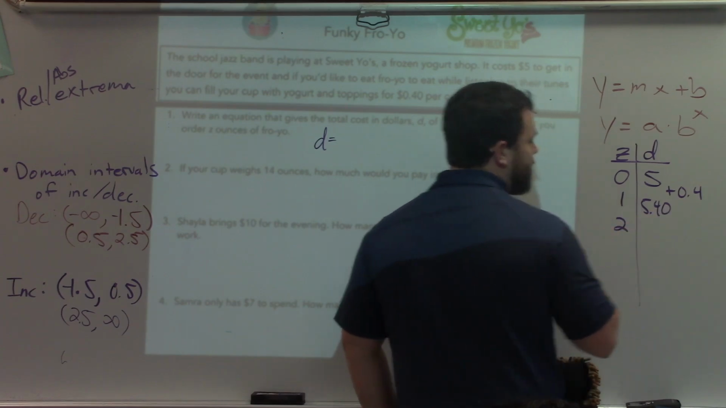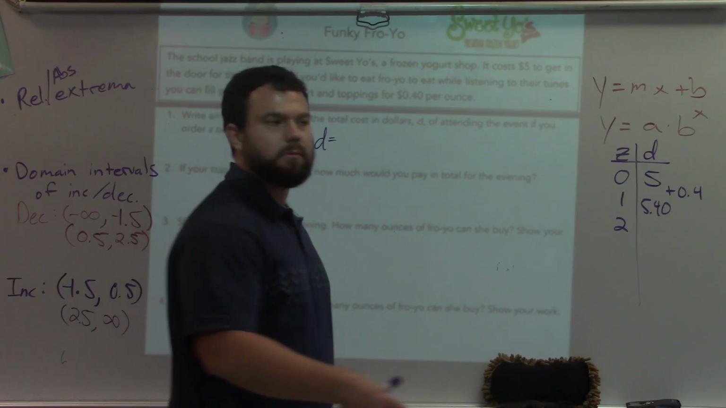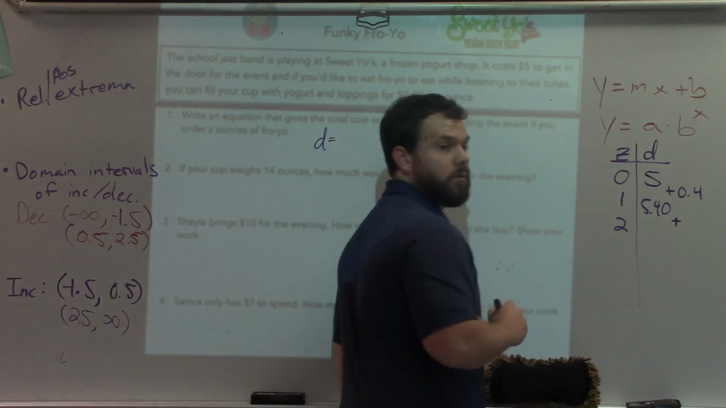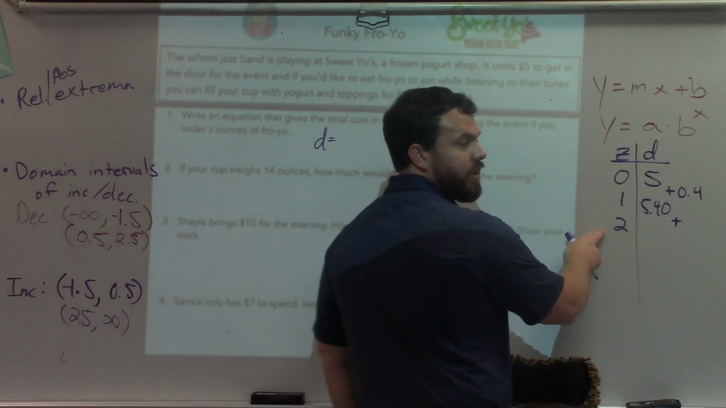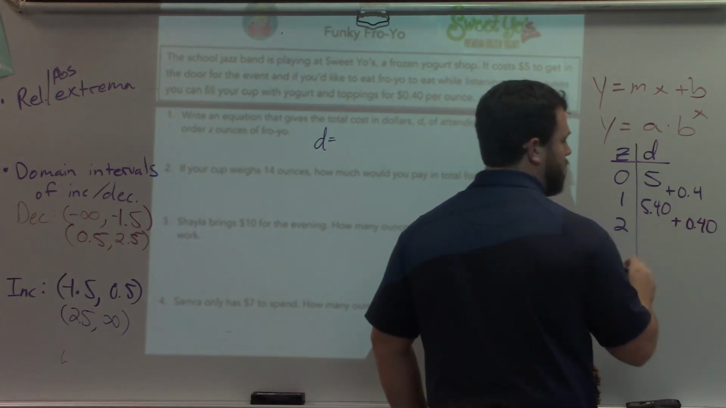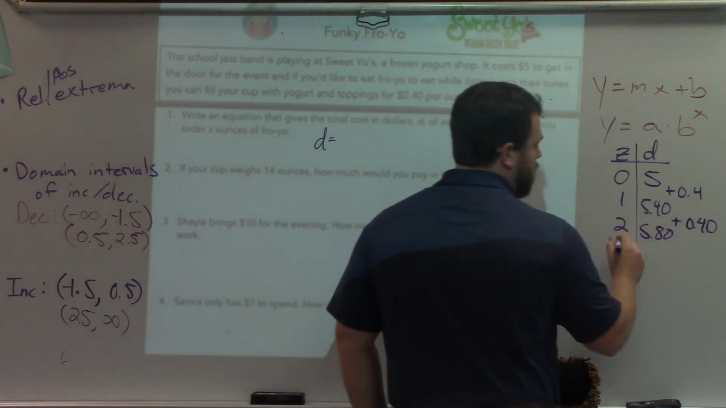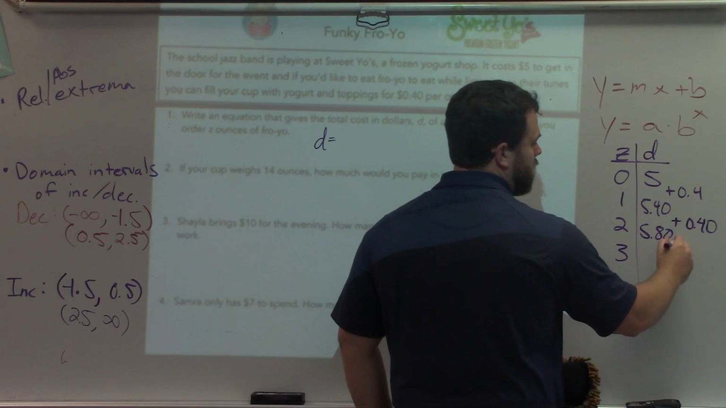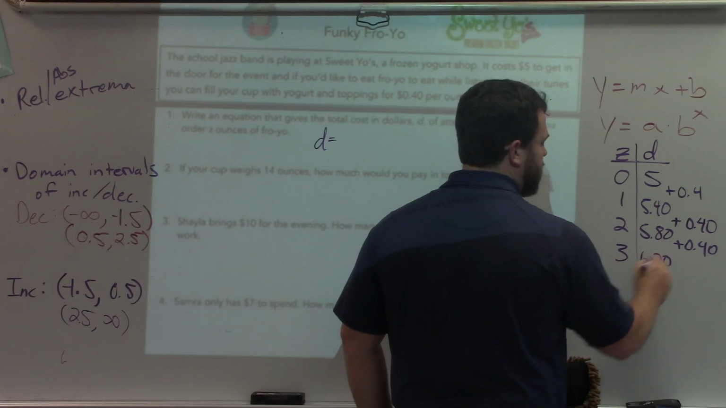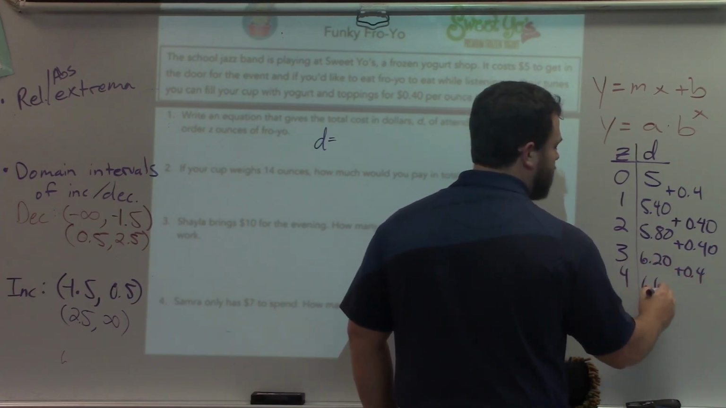If I buy a second ounce, how much is just that second ounce going to cost me? Not first and second ounce, just the second ounce. Is it another 40 cents? Which gives me that total of 80 cents, right? So if I go to 3 ounces, I'm at $6.20. 4 ounces, I'm at $6.60.